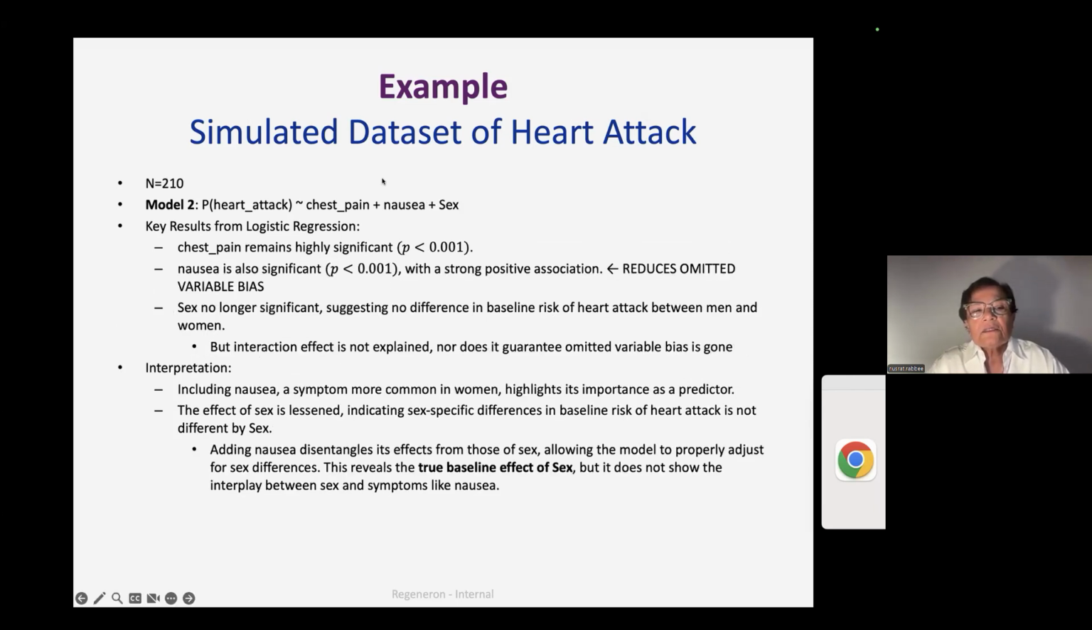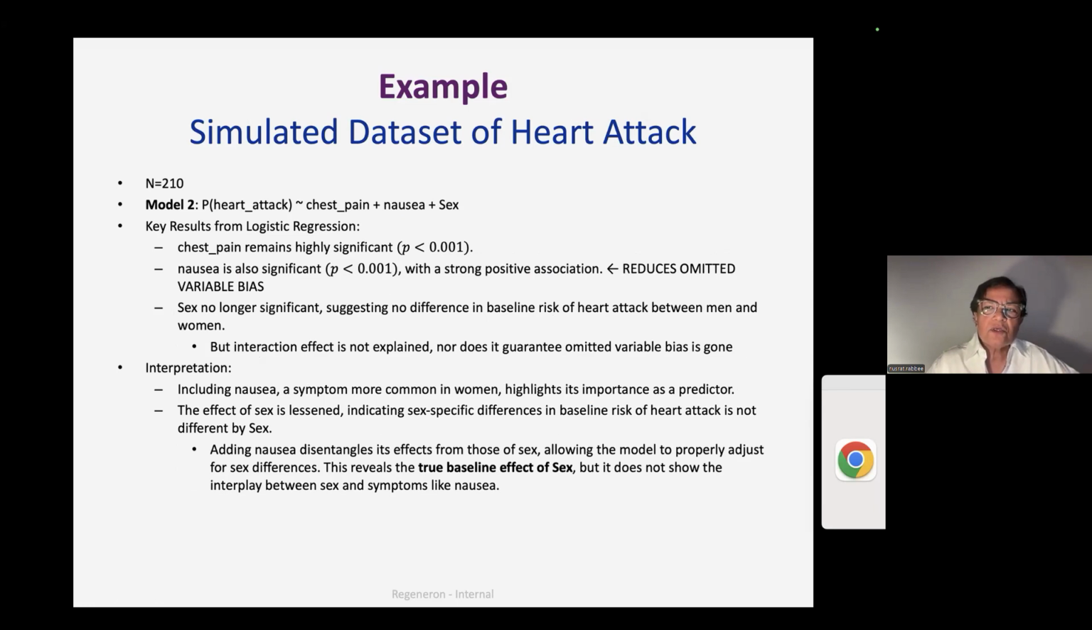In the second scenario, I increased the sample size to 210. So now I have nausea in the model. So I've done a couple of things. I've increased the sample size, so there are more females, and I've added a symptom. Chest pain remains highly significant. Nausea also becomes significant. So that shows right there something called omitted variable bias, right?